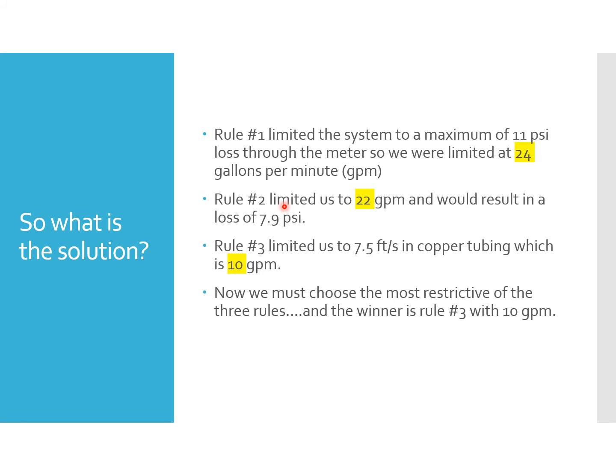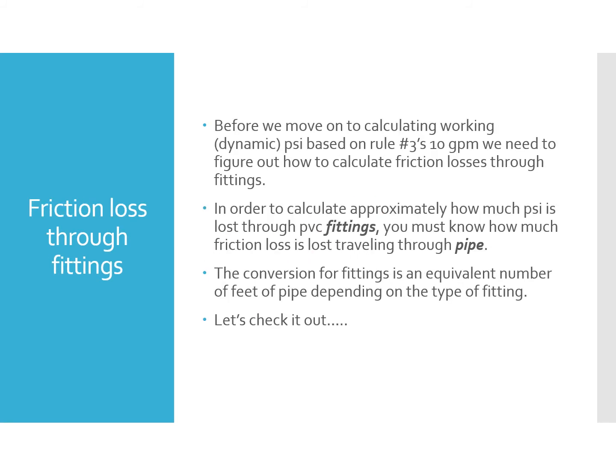So it looks like rule number 3, 7.5 feet per second, copper tubing, 10 gallons per minute. Okay, so now we should be able to move along and figure out what our dynamic pressure is going to be. But before we do that, we need to figure out how we are going to calculate friction losses through fittings. And the way that that's done is there is an equivalent amount of feet associated with each fitting.